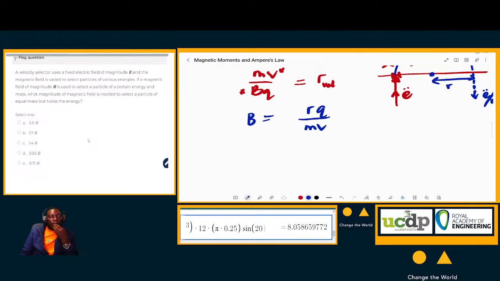A velocity selector uses a fixed electric field of magnitude E, and the magnetic field is varied to select particles of various energies.